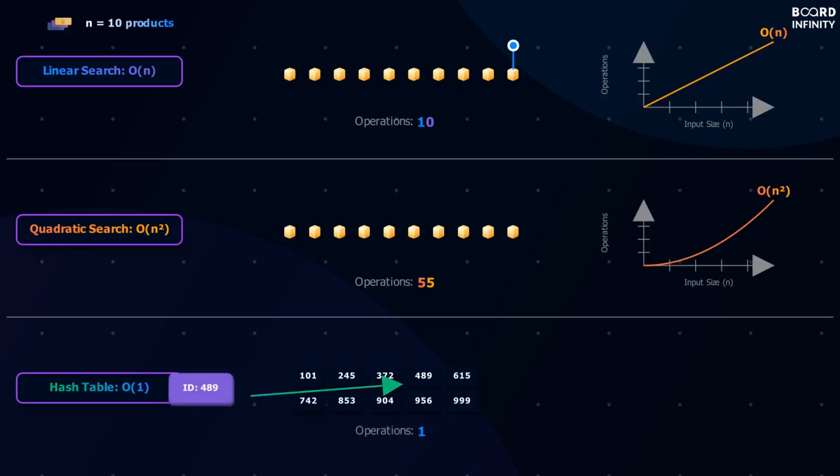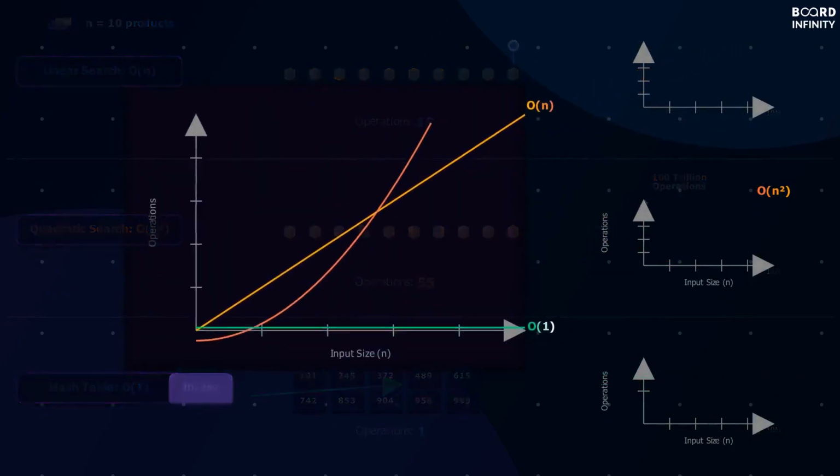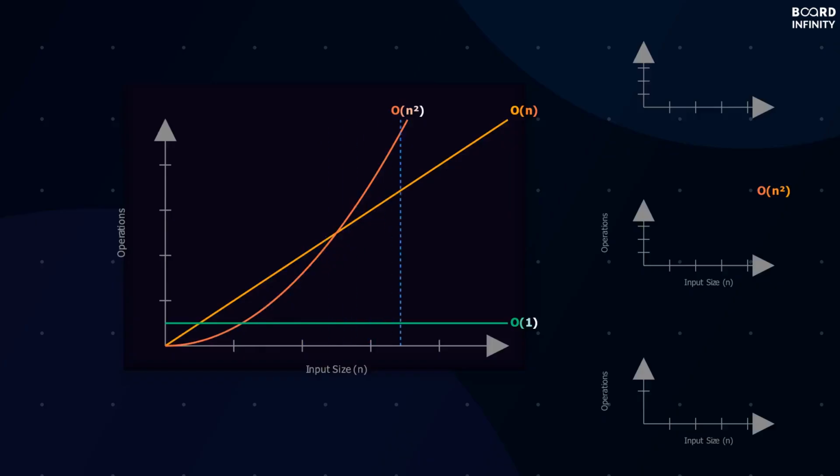Finally, a hash table. You jump directly to the product using its ID. 10 products, 1 operation. This is O of 1. The operation count stays flat no matter how large the input grows. Now, consider what happens with 10 million products. For linear search, you would perform 10 million operations. For a nested loop, 10 million products would require 100 trillion operations. But for a hash table, it's still just 1 operation. These 3 curves, flat, diagonal, and steep, are the visual signatures of Big O. Once you see them, you can predict which algorithms will scale and which will break.